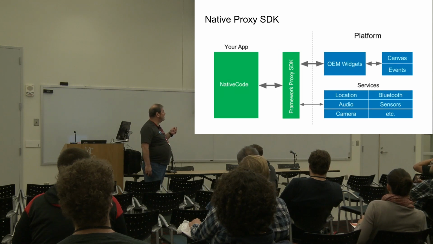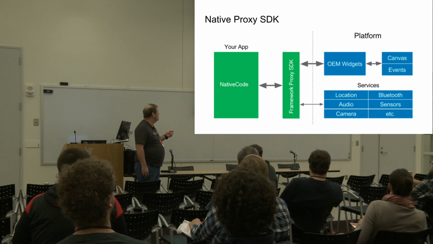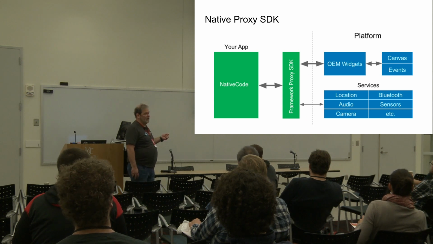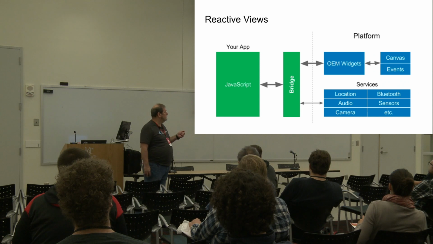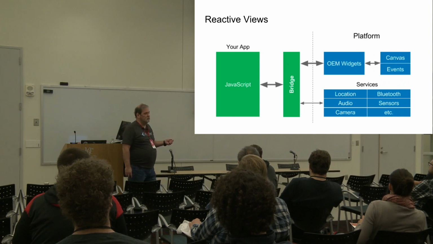Now when you get into native proxies, you're also running native code, but it's different native code. So now you need a framework proxy in order to translate. You're still using the same OEM widgets and everything else is the same. Reactive views. Very similar setup using JavaScript. Now we call it a bridge. Still, you have to traverse back and forth and translate back and forth so many times. That's a lot of cycles being devoted to this.